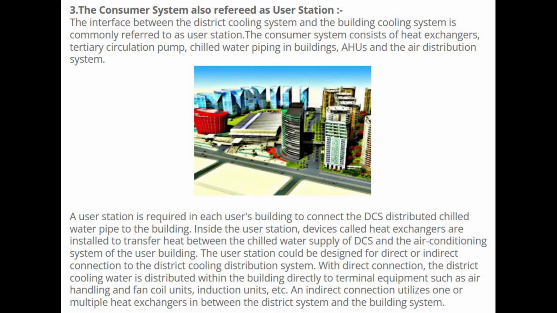The user station could be designed for direct or indirect connection to the district cooling distribution system. With direct connection, the district cooling water is distributed within the building directly to terminal equipment such as air handling and fan coil units, induction units, etc. An indirect connection utilizes one or multiple heat exchangers in between the district system and the building system.